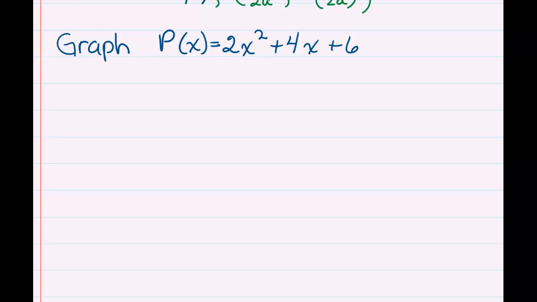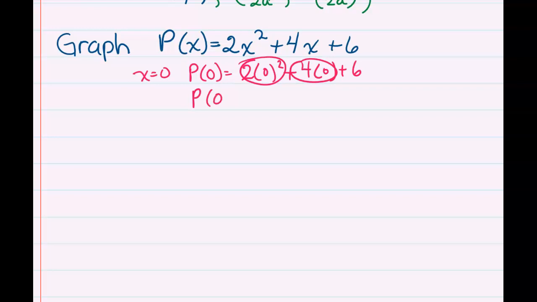Before I do that though, one point that's really easy to find is if I let x equal 0. So in other words, p of 0 is equal to 2 times 0 squared plus 4 times 0 plus 6. We can see that this is 0, this is 0. We find p of 0 is equal to 6, and this is one point on our graph, (0, 6). This is the y-intercept. That's the cool thing about standard form of a quadratic equation. It's really easy to find the y-intercept, but other than that, it's hard to graph.